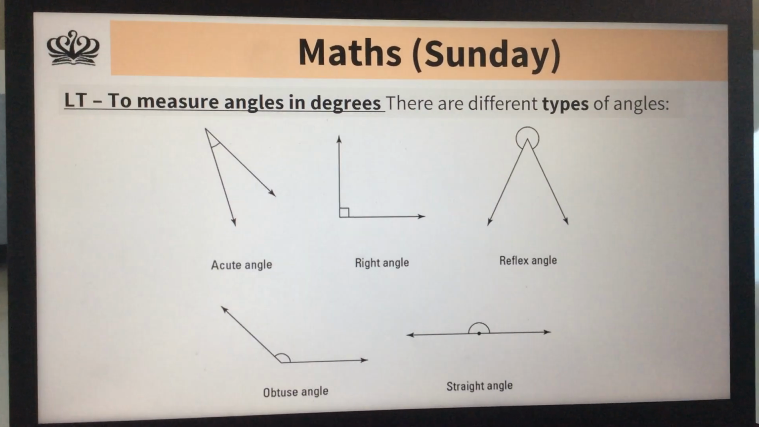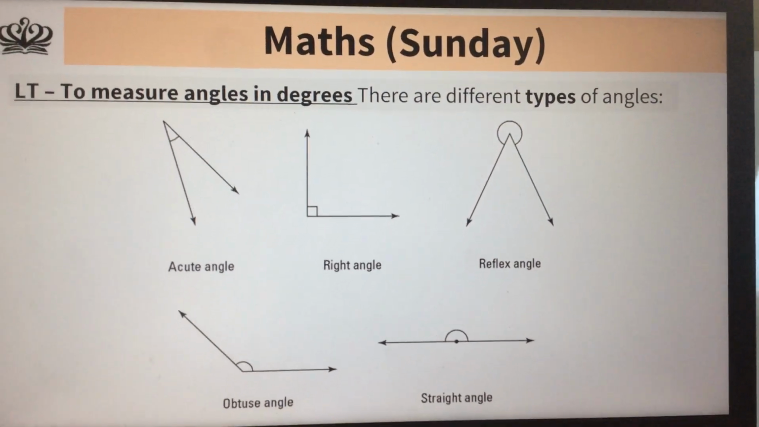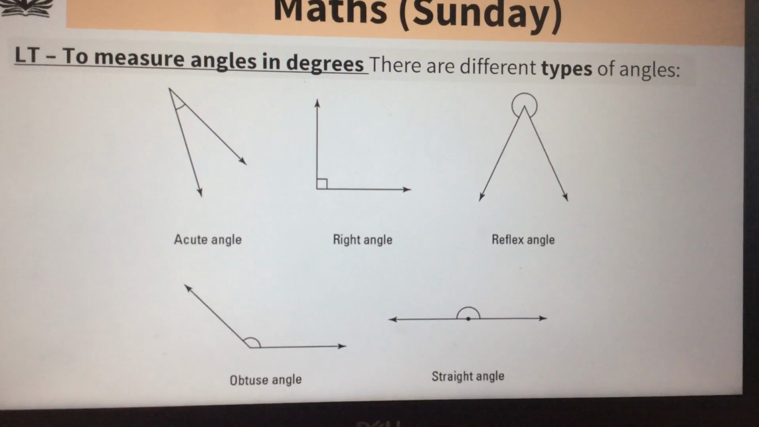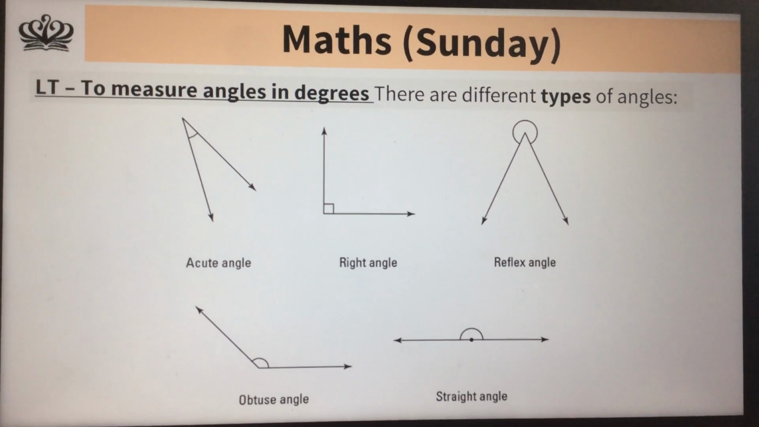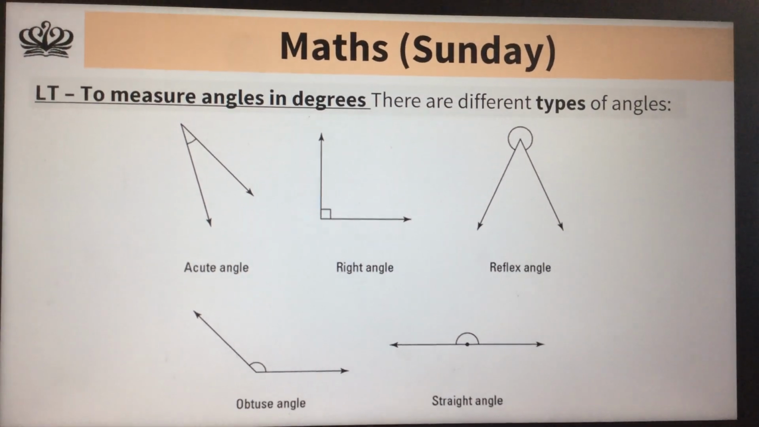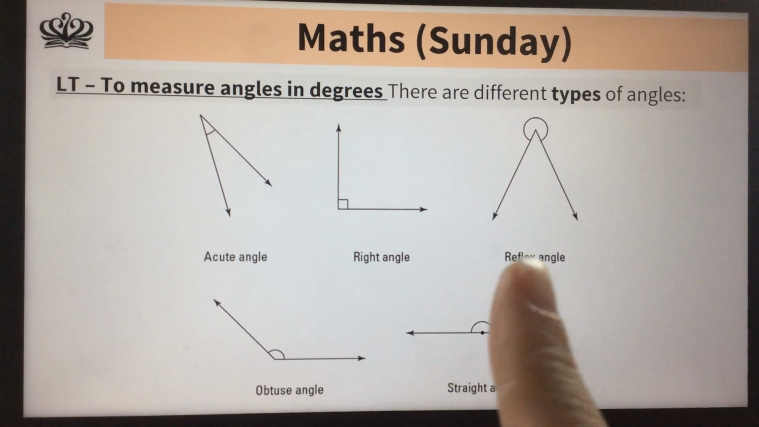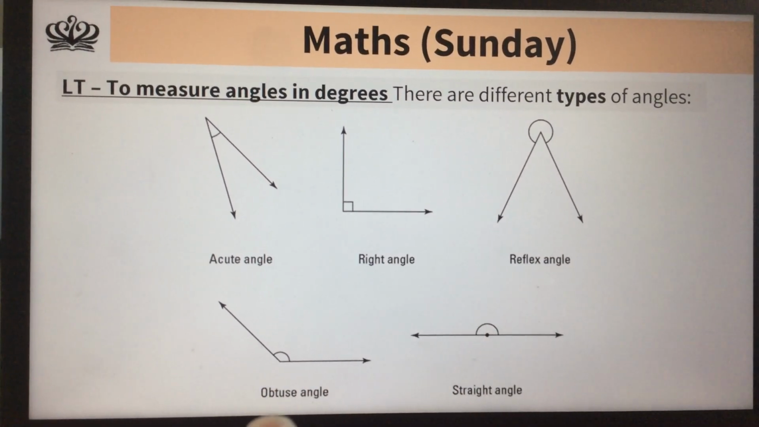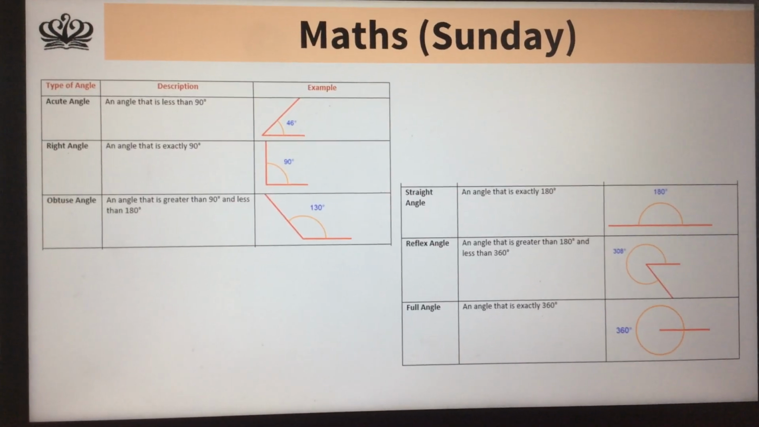Okay, so what we're going to be learning today and getting confident with today is different names for different types of angles. Some of these you should already know, some of these might be new to you. So it's really important to get the vocabulary right for this week. So an acute angle, a right angle, a reflex angle, an obtuse angle, straight angle. Let's have a look at these in a bit more detail.